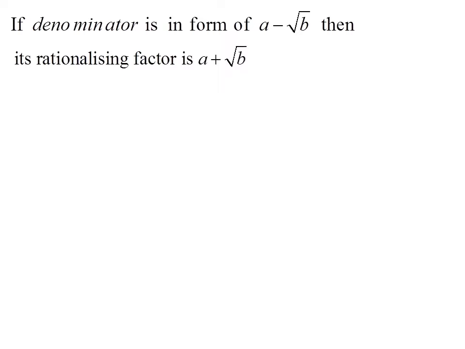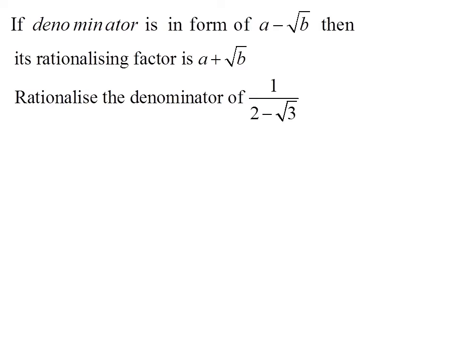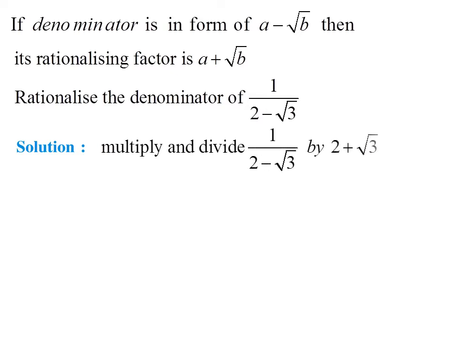Again we have changed the sign between those two numbers, so its rationalizing factor is a plus root b. Now another example: rationalize the denominator of 1 divided by 2 minus root 3. In the solution, we have to multiply and divide 1 divided by 2 minus root 3 by 2 plus root 3. So what will happen here: 1 divided by 2 minus root 3 into 2 plus root 3 divided by 2 plus root 3.